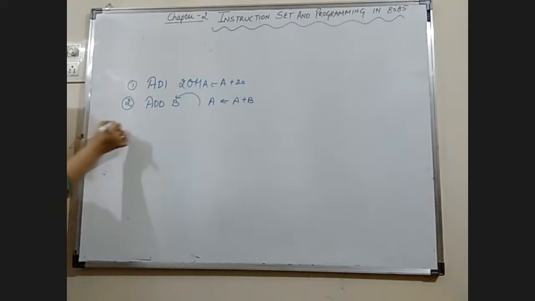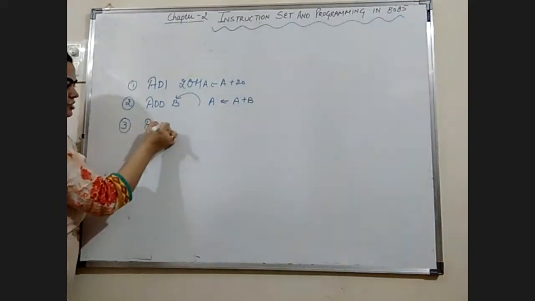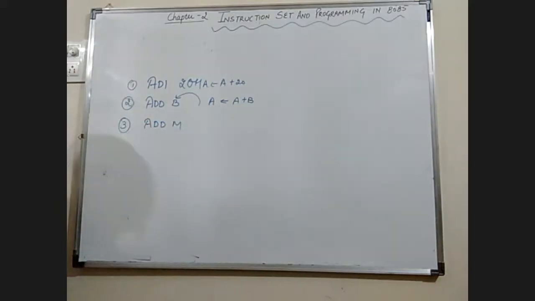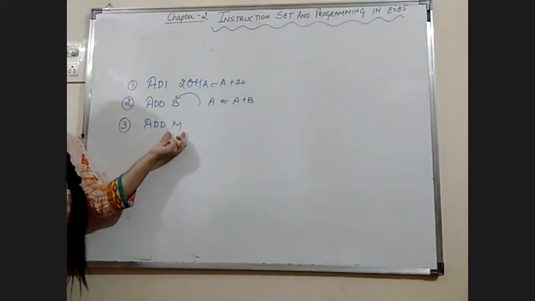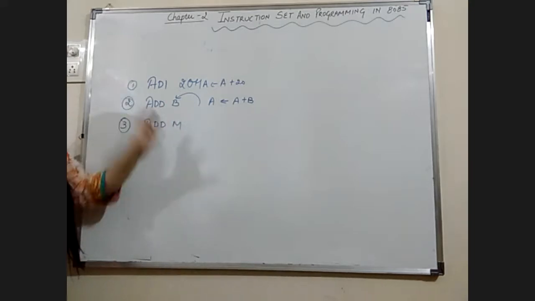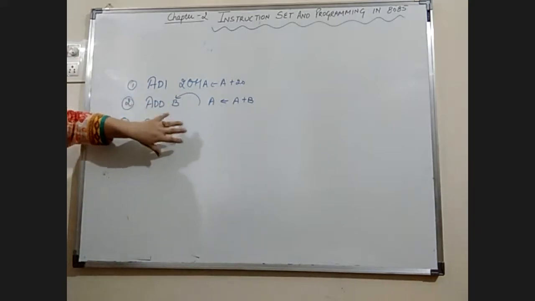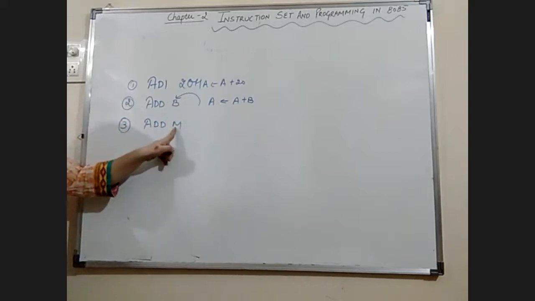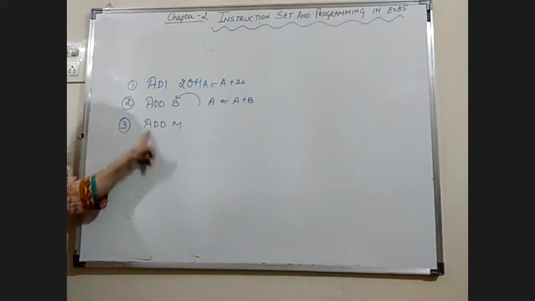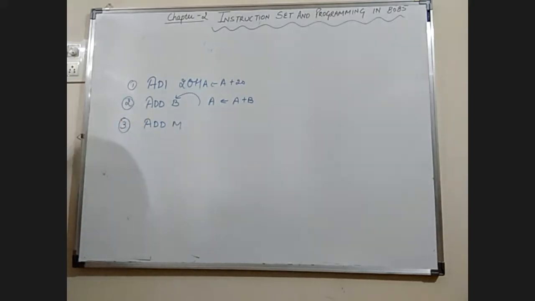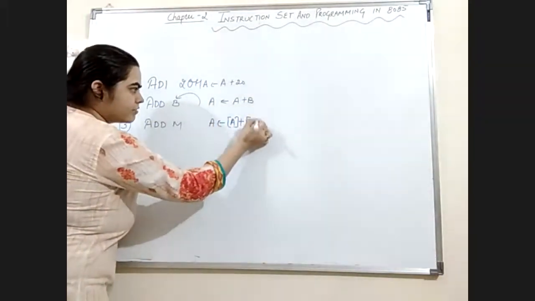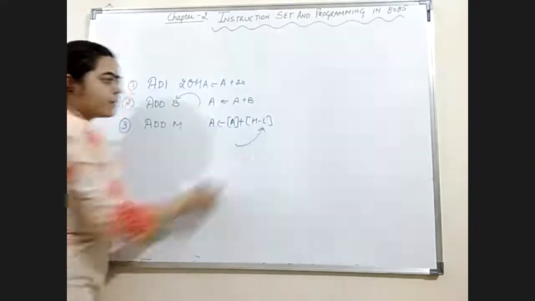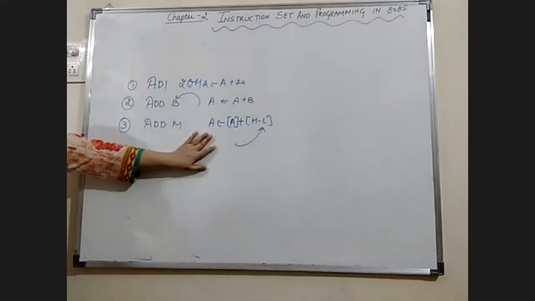Okay, third way is we can write the instruction that is ADD M. ADD M means initially in this M the address of the memory location is specified, and the microprocessor will get that data from the memory location that is pointed by this M, and that data will be added with the contents of the accumulator and the result is again stored into the accumulator. So this instruction means the contents of accumulator will be added with the contents that are pointed by this HL pair and the result is stored in the accumulator.